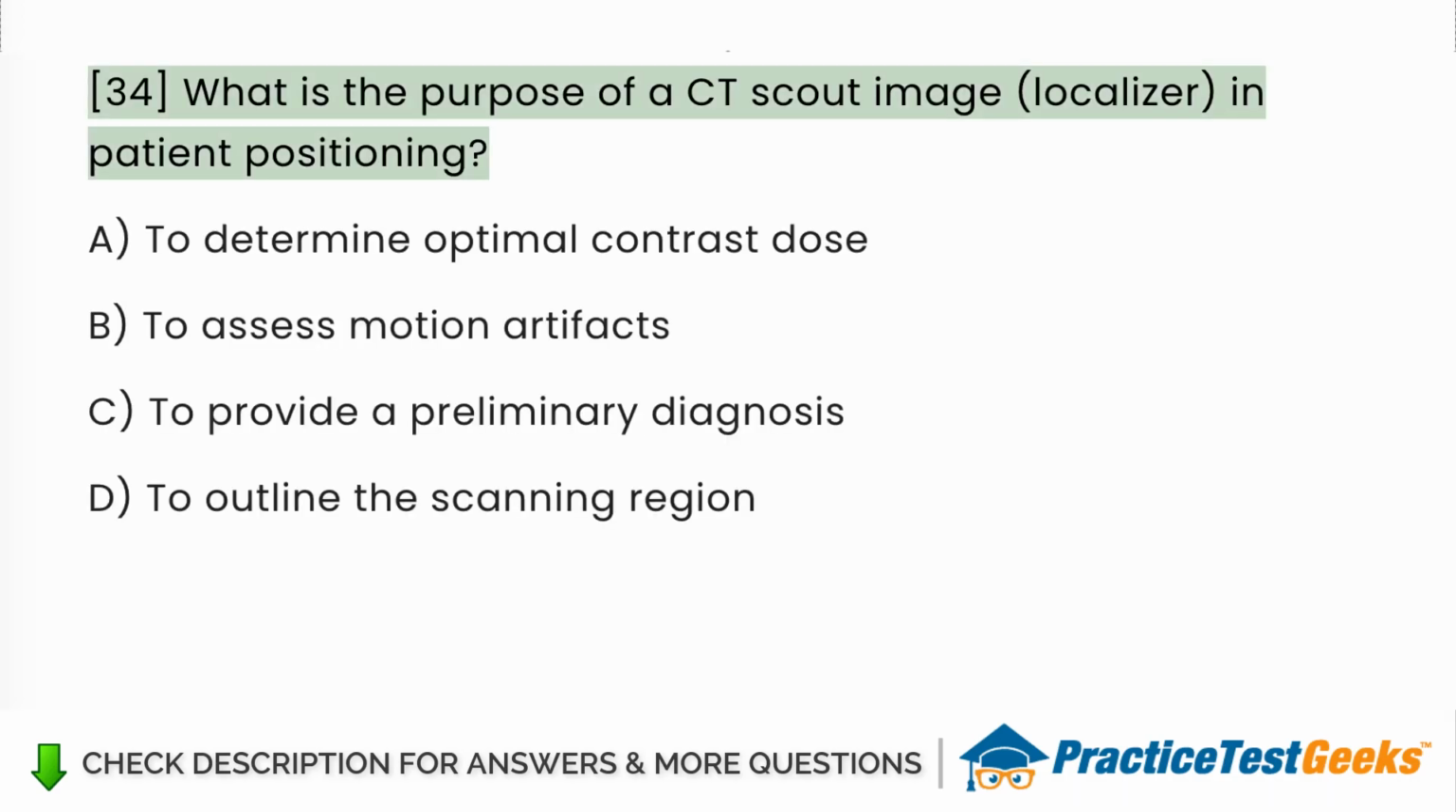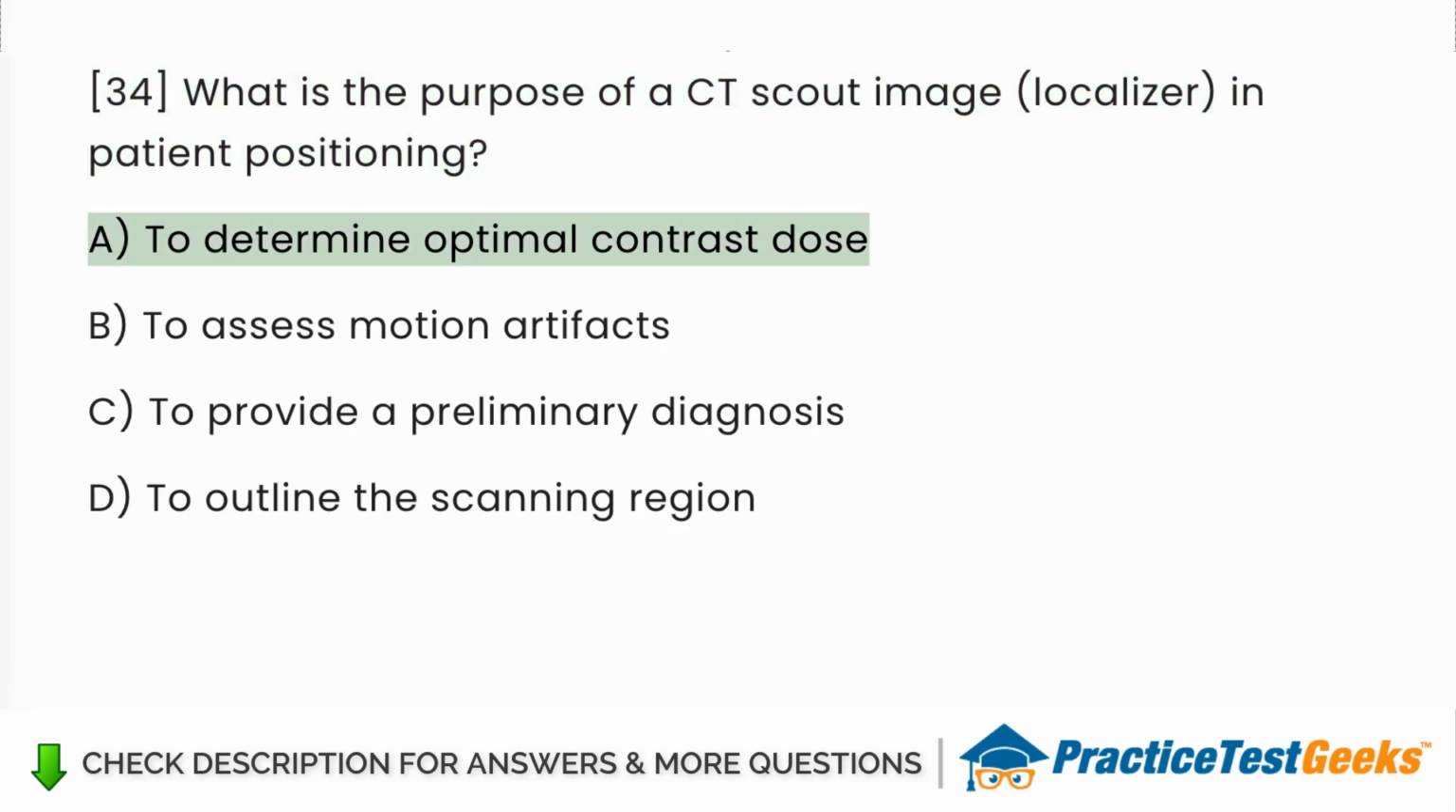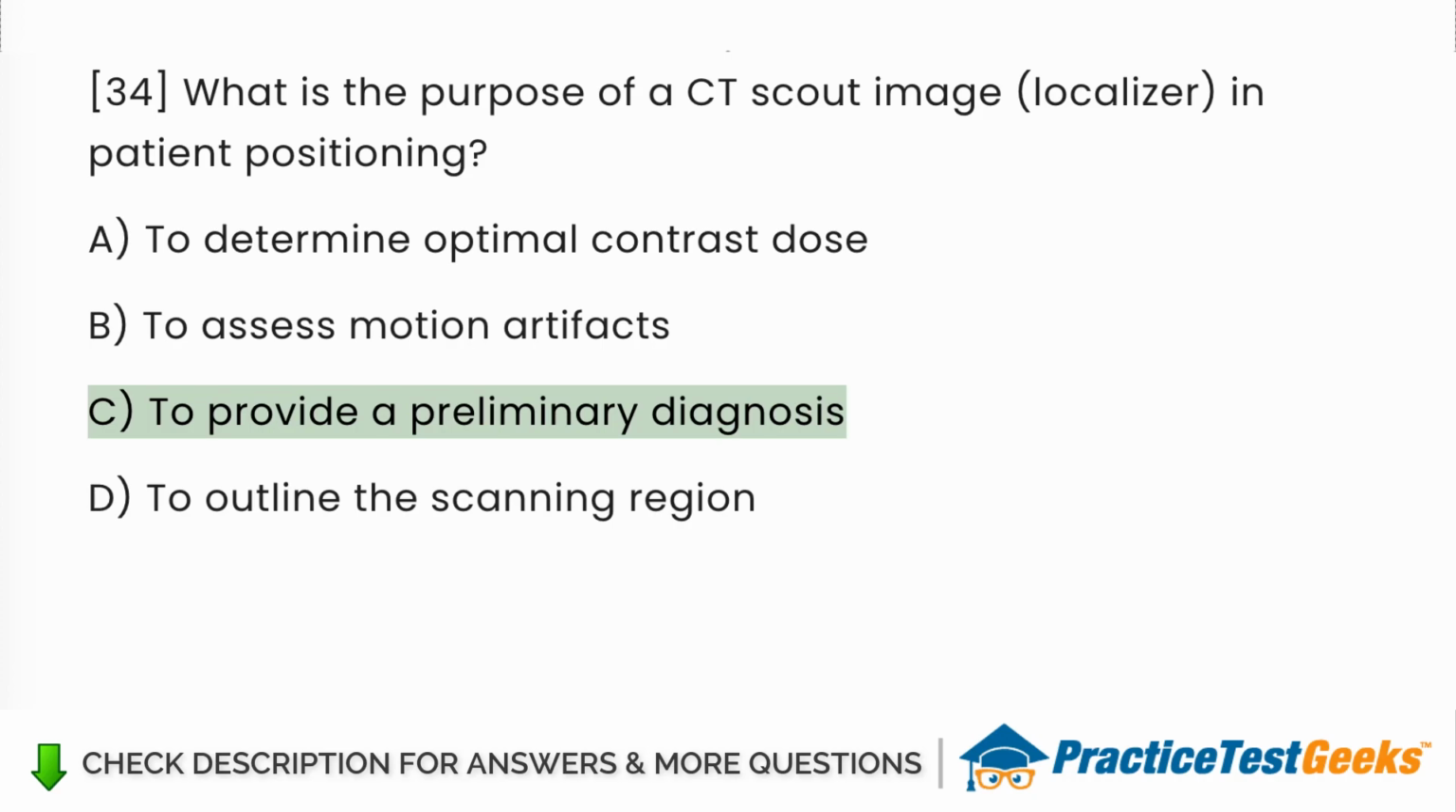What is the purpose of a CT scout image in patient positioning? A. To determine optimal contrast dose. B. To assess motion artifacts. C. To provide a preliminary diagnosis. D. To outline the scanning region.